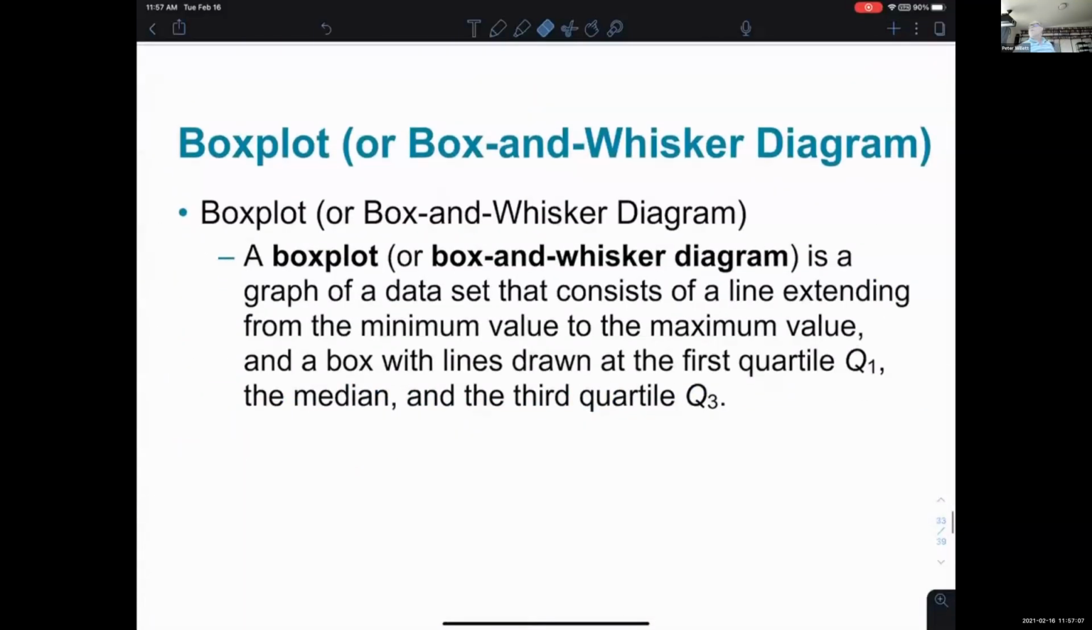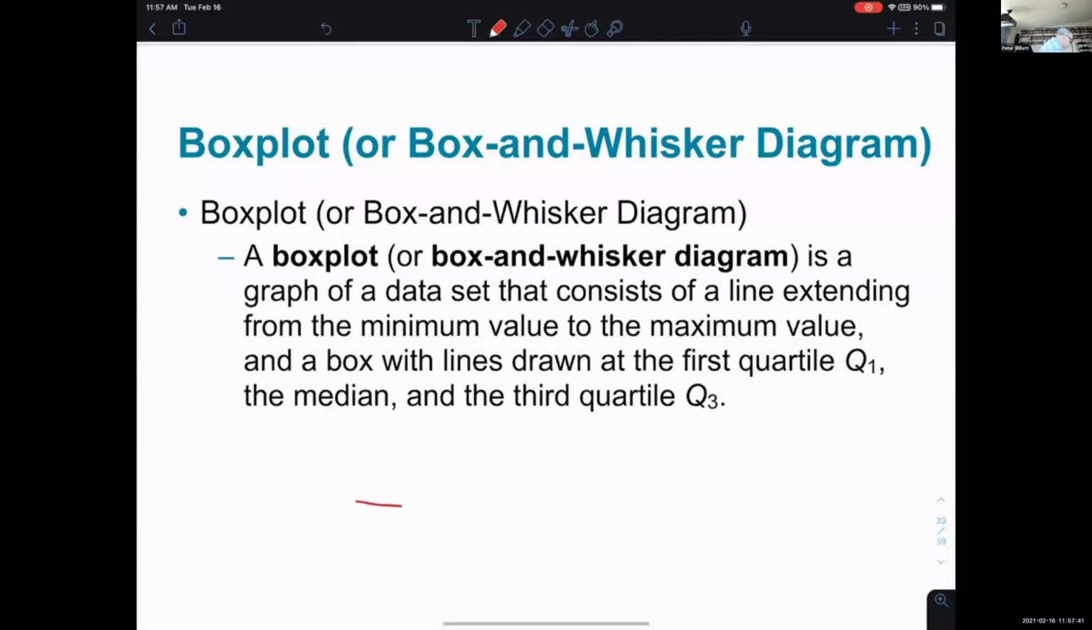And then the last thing before we go to take a look and see if we could see what the homework looks like for section 3, we got 13 minutes or so, is we want to introduce the box plot, or sometimes referred to as the box and whisker diagram. So a box plot is a graph. So it'll be under the graph tab in StatCrunch. There's a choice for box plot. It's a graph of the data set that consists of a line extending from the minimum value to the maximum value, kind of like imagining a number line.